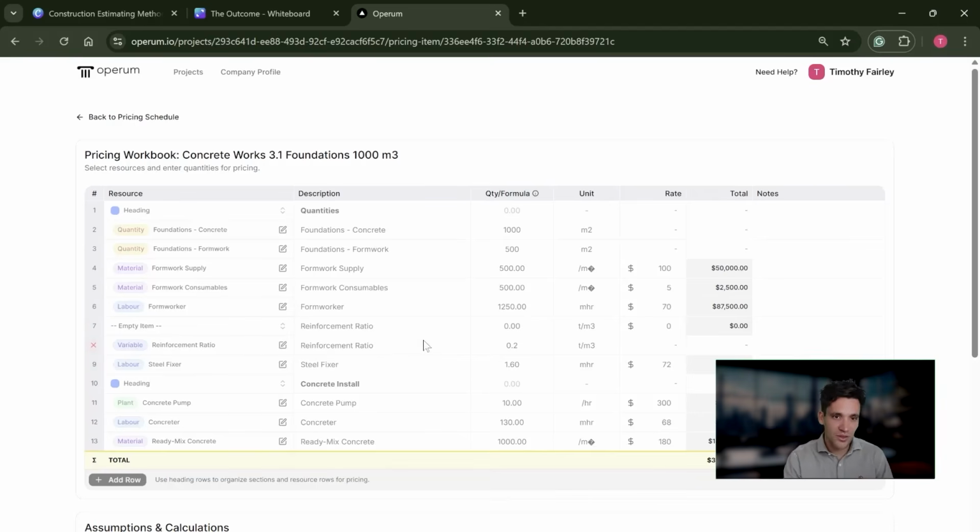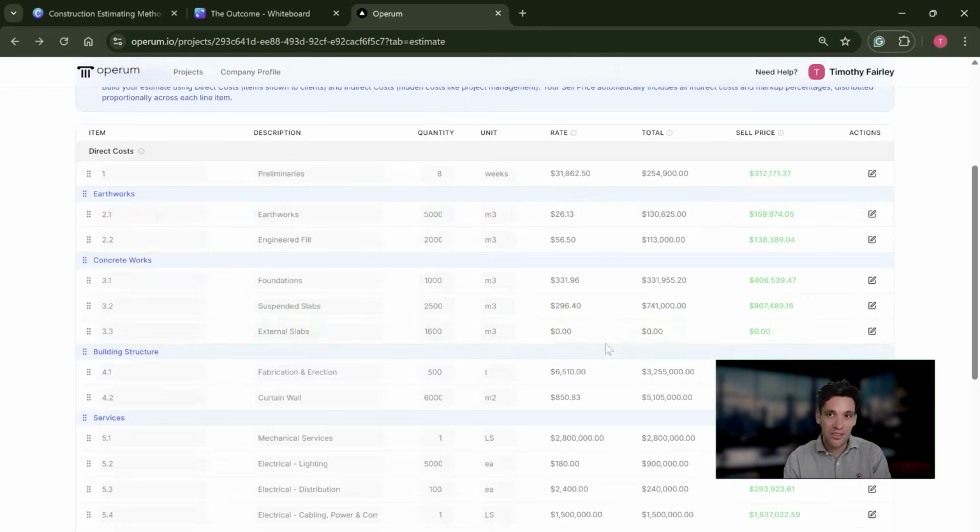We've got to do the steel fixing, which is going to be a combination of the total amount of tonnage of steel we've got to install, plus the labor to install it and the materials. And concrete is going to be a combination of a plant rate, which is a concrete pump to place the concrete, the labor to actually place the concrete, and then the material to supply the concrete. So it's an example of a self-performed task.